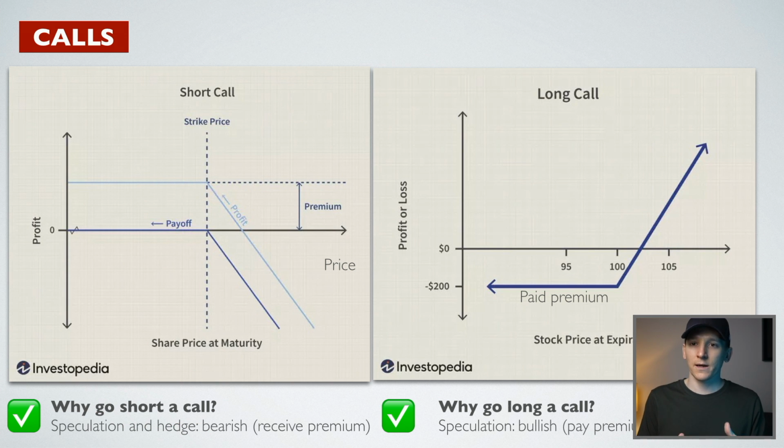But really it is a speculation, just saying, I don't think the price is going to go up, but I want to receive those premiums. Let's look at puts then. You can go long or short a put and the profit and loss here.